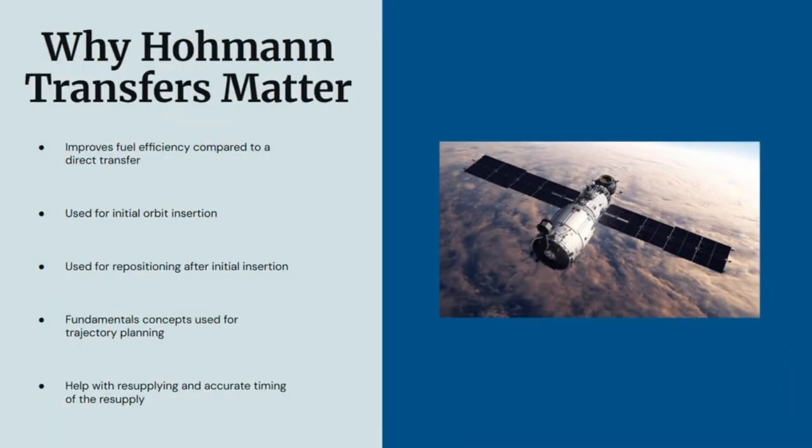Why do Hohmann transfers matter? First and foremost, they dramatically improve fuel efficiency. By minimizing the total energy required, we can save precious fuel compared to direct transfers. This efficiency makes them ideal for two critical operations: initial orbit insertion when launching satellites, and later repositioning those satellites as needed.